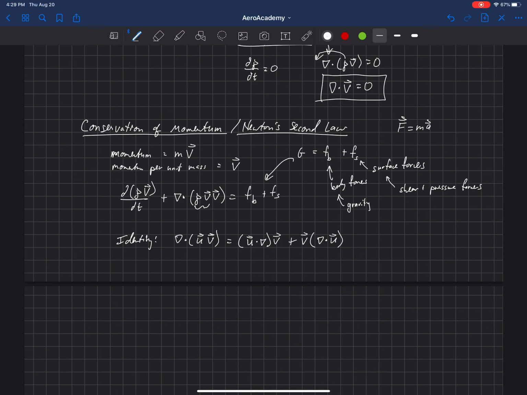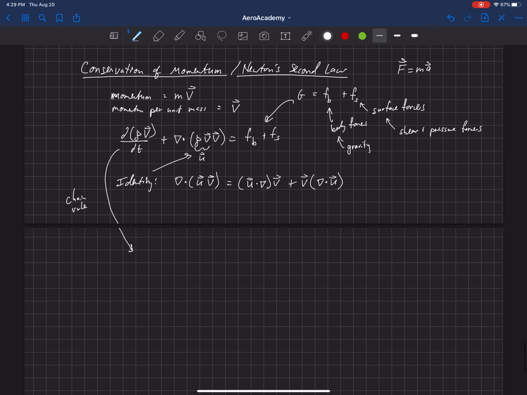Let's call this guy u, that rho times v. We're going to call that u, and use this identity to rewrite this term here. So what we're going to get, let's use the chain rule on this first term. If we use the chain rule there, we're going to get rho dv/dt plus v d rho/dt, plus, now let's use our identity for that second term.